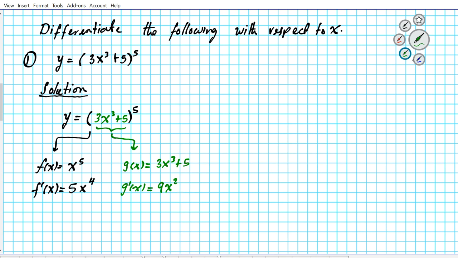Okay? All right, so if we want to use the chain rule, derivative of the outer, which is 5x to the 4, evaluated at the inner. So what we're going to do is take g of x, the inner function, and plug it into the outer function. All right, times the derivative of the inner, which is 9x squared.